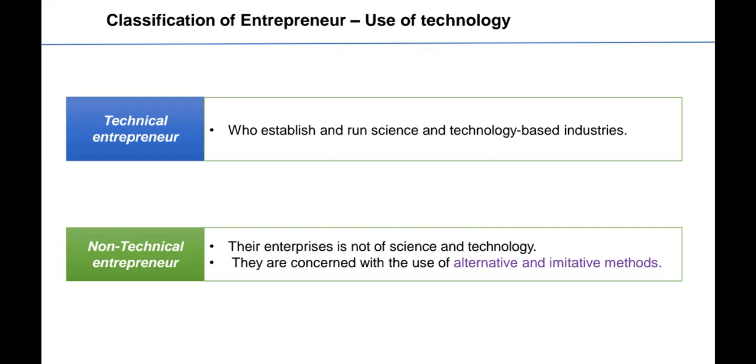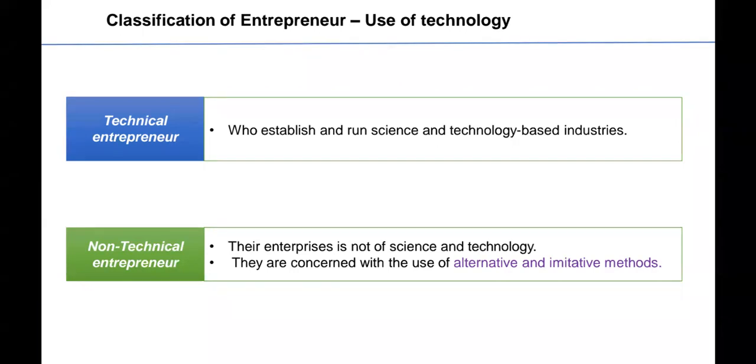So their business is totally to run science and technology. They are preparing software, developing websites, preparing antivirus kinds of things. So various things are involved in the job of technological industries. Those we call technical entrepreneurs because they are totally into science and technology based industries. Similarly, non-technical entrepreneurs might require science and technology, but not to that extent.